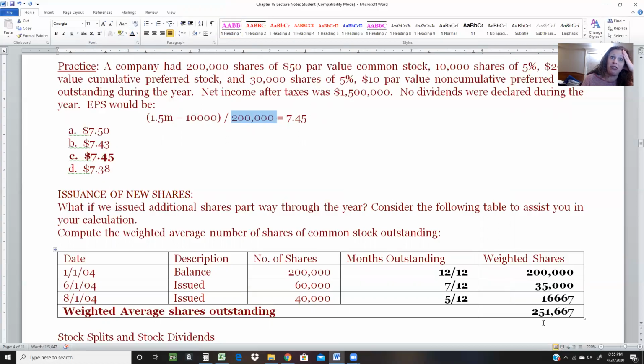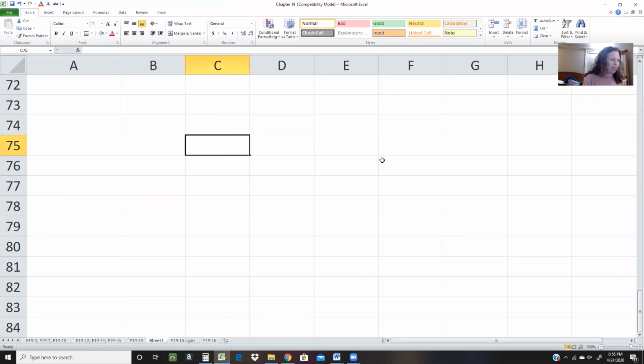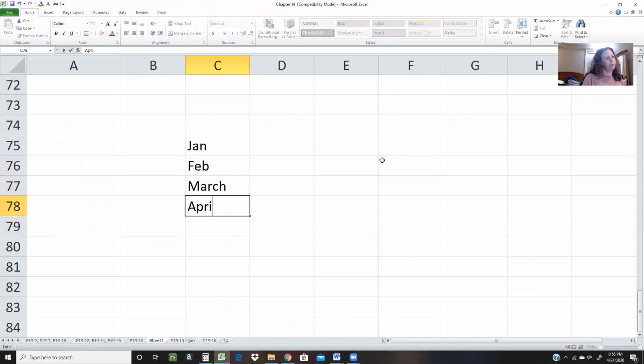Now, that doesn't mean that's how many shares you had at the end of the year. At the end of the year, clearly we had 300,000 shares, but the average number of shares is 251,667. So this method works. Months outstanding. We've done this calculation before when we did AAE, average accumulated expenditures. I think it was in chapter, I don't know, 10 maybe. But what I like to do, because I'm kind of weird, is I like to just look at each month, just to show you that this works.